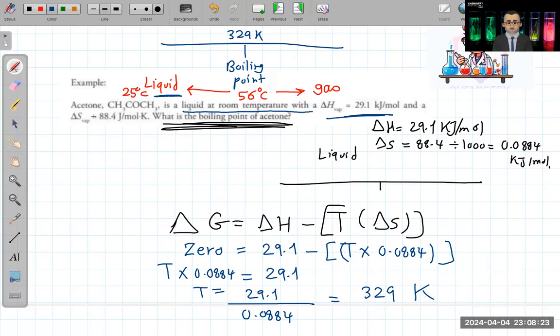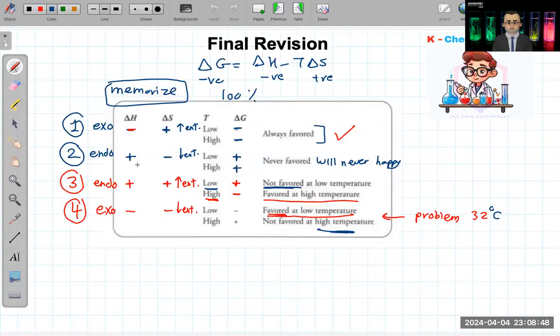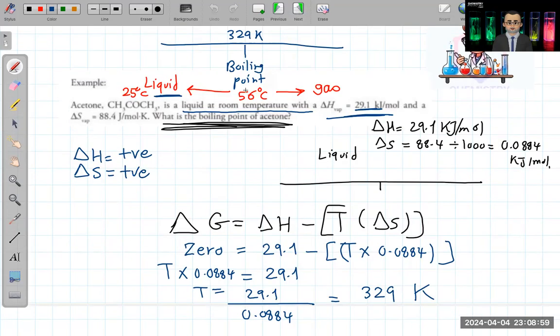Okay, let's try to apply our rule. What is delta H here? It's negative or positive? It's positive, sir. And what's delta S? Positive. And we said what happens when they are both positive? It will be favorable when? At high temperature only. So anything more than 56, this reaction is going to happen.